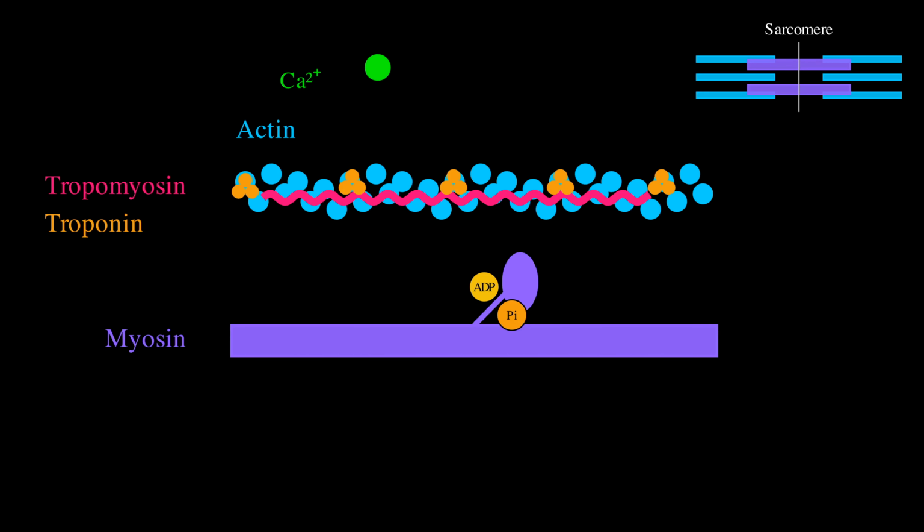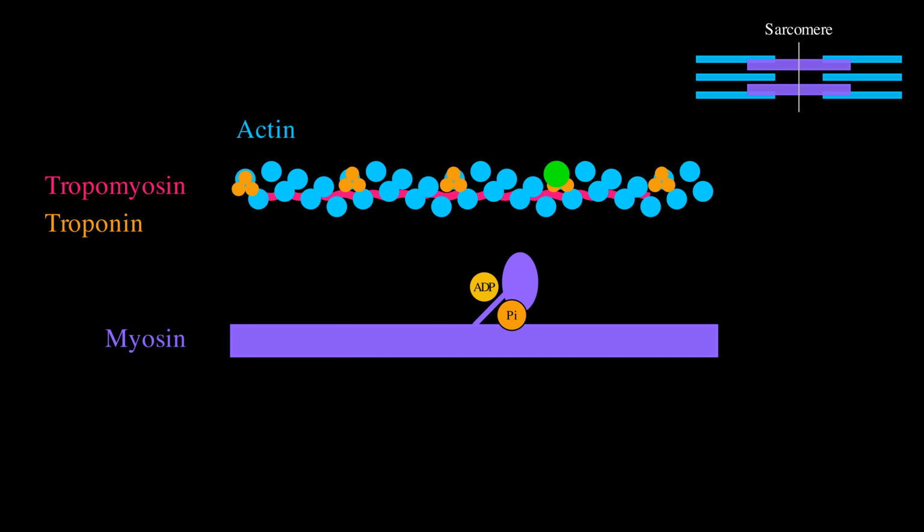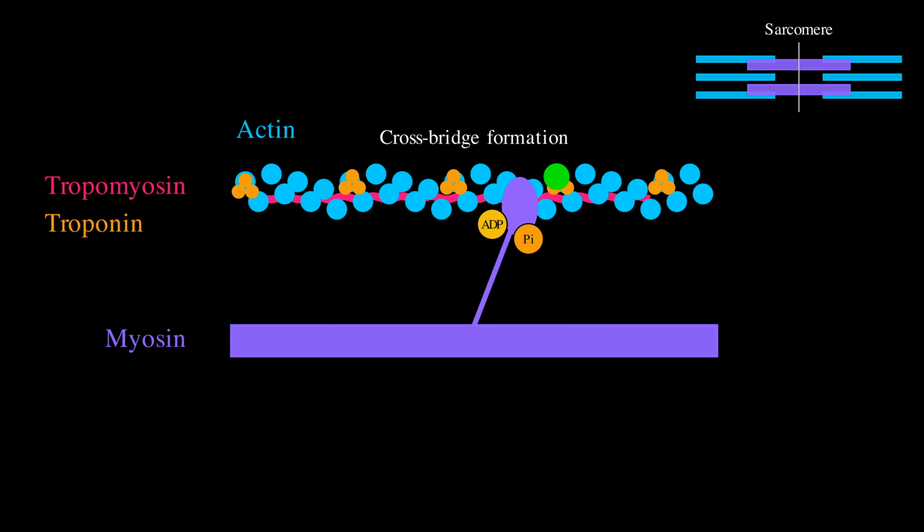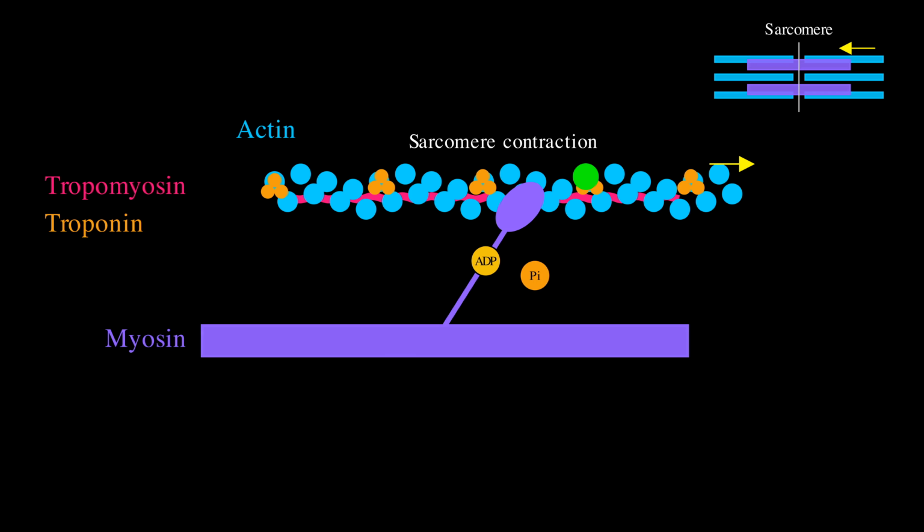But when calcium is released from the sarcoplasmic reticulum, it binds to troponin. This causes the tropomyosin to change positions, exposing the actin-myosin binding sites. The myosin heads can now bind to the actin, and a cross bridge between the actin and the myosin is formed. Next, the myosin head performs a power stroke, which pulls the actin filaments towards the centre of the sarcomere, releasing ADP and phosphate. You can see that the sarcomere has shortened.